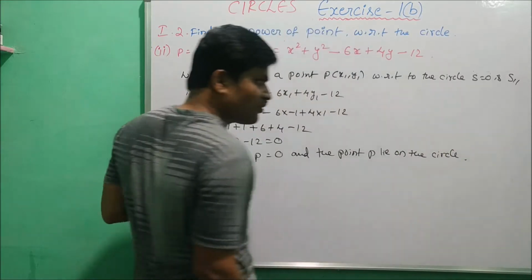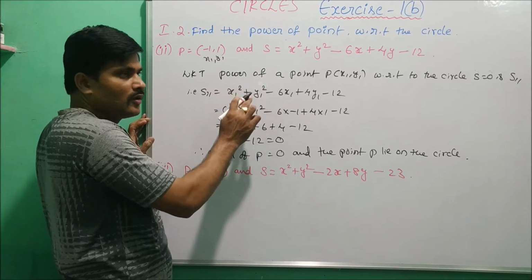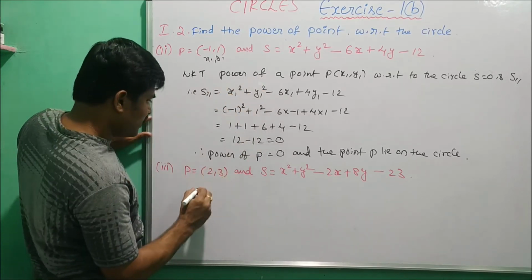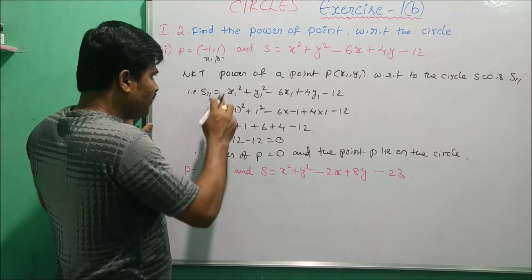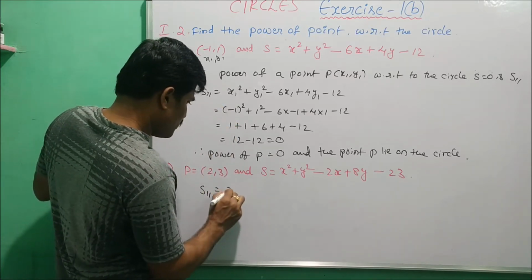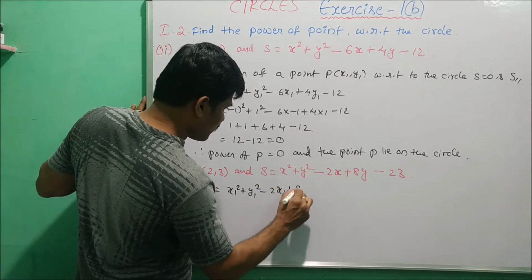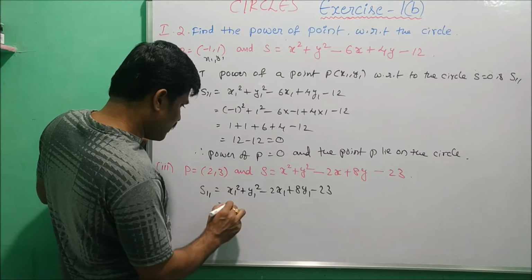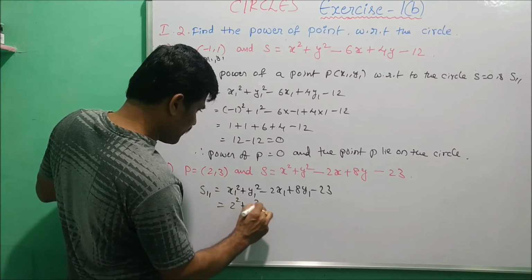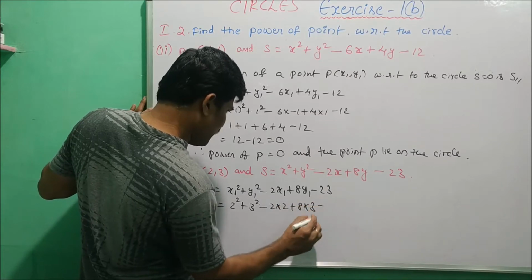So this is the solution. Here also we have to take the same formula directly. Here we have to find S11, that is x1 square plus y1 square minus 2x1 plus 8y1 minus 23. In that, substitute x1, y1: 2 square plus 3 square minus 2 into 2 plus 8 into 3 minus 23.